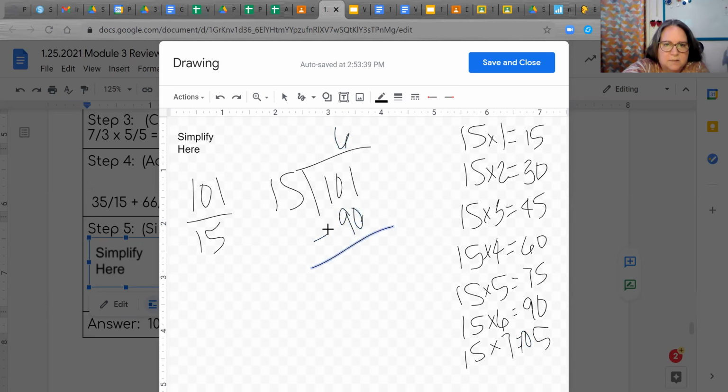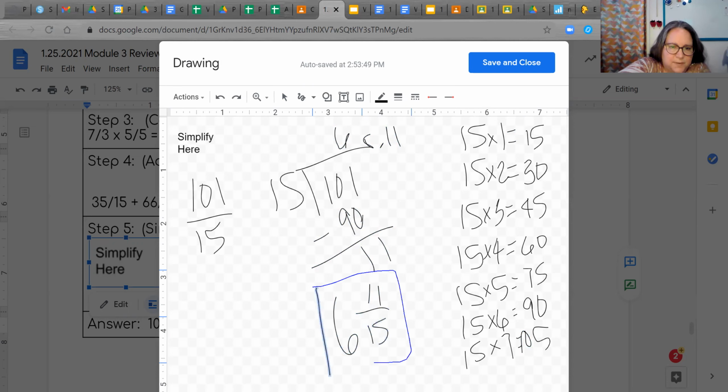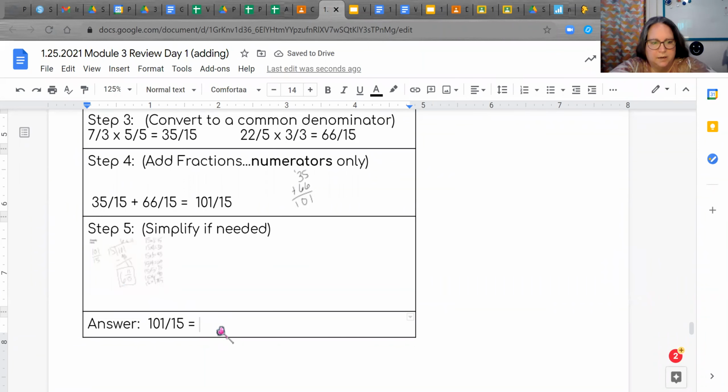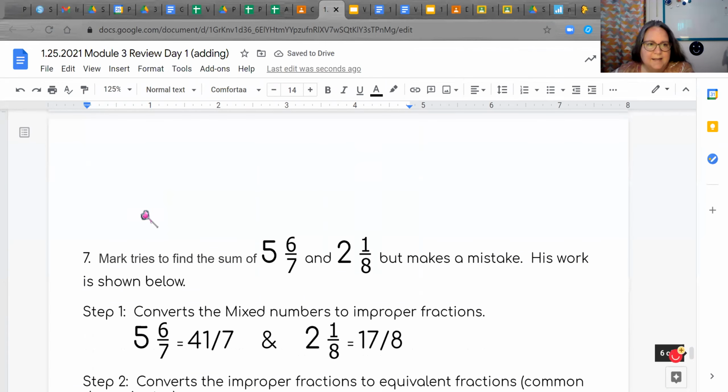So I'm going to go ahead and subtract. I get 1 and 10 minus is 11. So I have a remainder 11. So I have 6 and 11/15. This is my mixed number to my improper fraction. So right here, I'll go right here and go 6 and 11/15. So that's that.